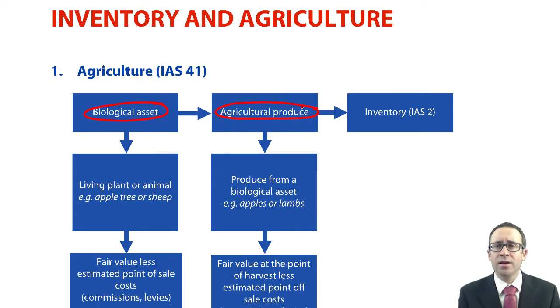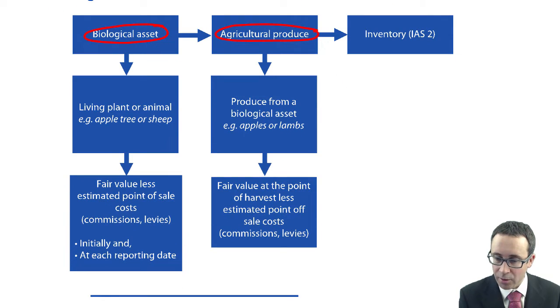Okay. Alternatively, you could have your apple tree, and as that apple tree grows, there will be apples upon it, and you then harvest those apples from that biological asset, and then those apples become the agricultural produce. Okay, they are the produce from the biological asset. So anything that comes from that biological asset, whether it's another living plant or animal, or just something that you're going to then sell at some point in the future, that is your agricultural produce.